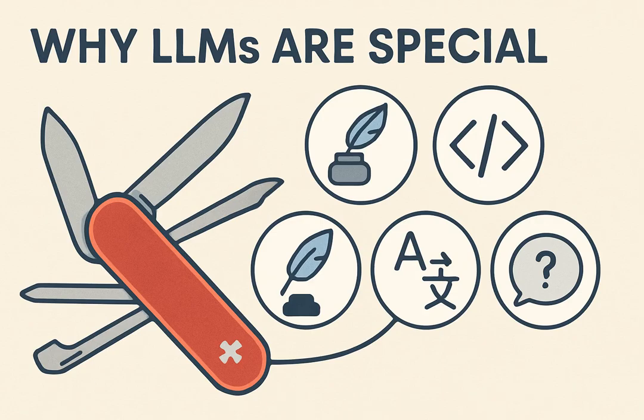Now, why are LLMs such a big deal? Unlike older AI systems that can only handle specific tasks, LLMs are flexible. They can write essays, create poems, answer tough questions, translate languages, and even help code. They're like the Swiss Army knife of AI.